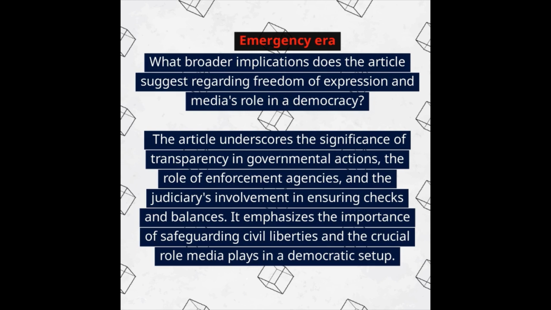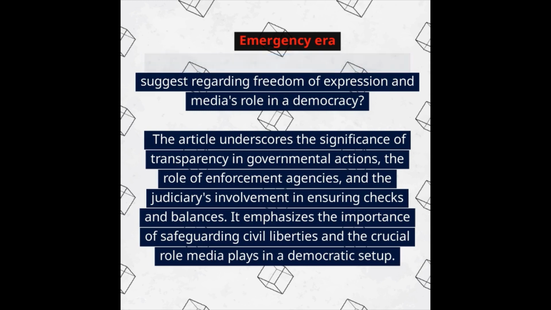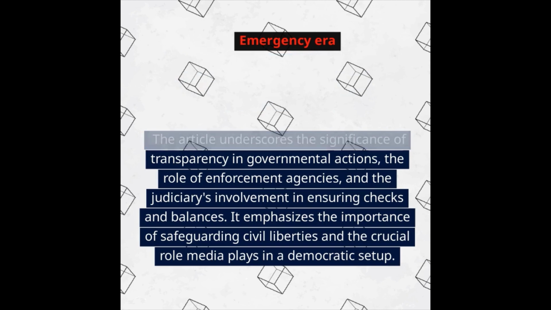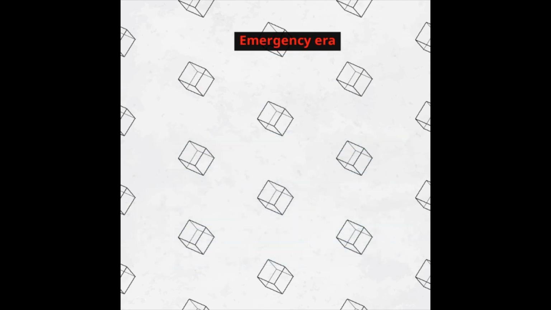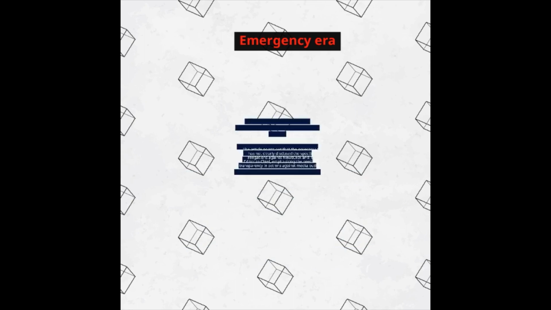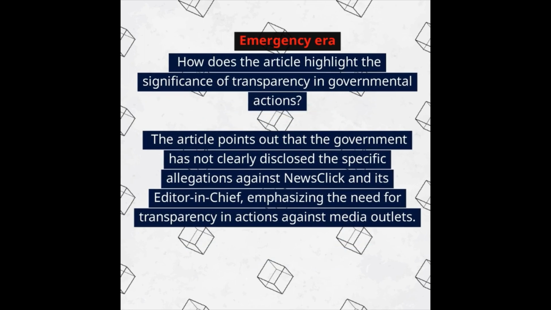The article underscores the significance of transparency in governmental actions, the role of enforcement agencies, and the judiciary's involvement in ensuring checks and balances. It emphasizes the importance of safeguarding civil liberties and the crucial role media plays in a democratic setup. How does the article highlight the significance of transparency in governmental actions?